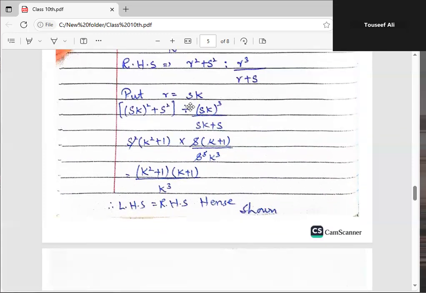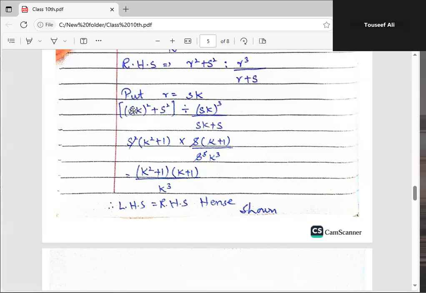Now we will also solve the right hand side. Here our right hand side is (r square plus s square) ratio r cube divided by (r plus s). In place of r, I will replace its value, which is sk. So by replacing the value of r, (sk) whole square plus s square, divided by r cube, which is (sk) cube, divided by sk plus s. Now this square is on s and k both, so it becomes s square k square.